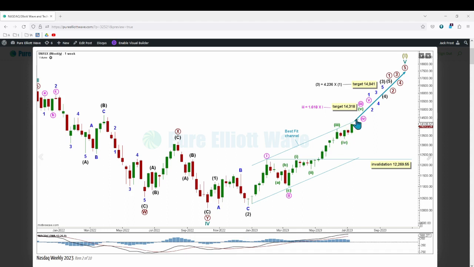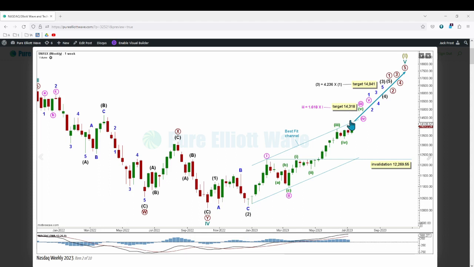It is possible that minute wave 3 is over at the end of this week just here, though because it has fallen somewhat short of the initial target, we expect price to increase a little bit more for the end of minuet 5 and minute wave 3, with minute wave 3 expected to reach 1.618 times the length of minute wave 1 at 14,318.